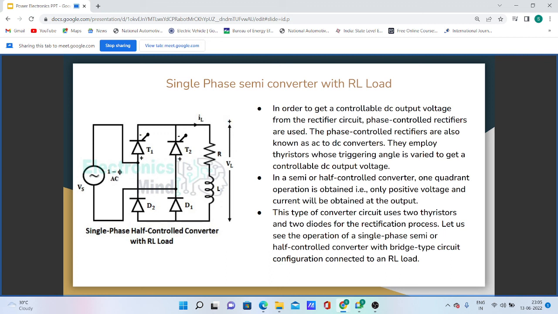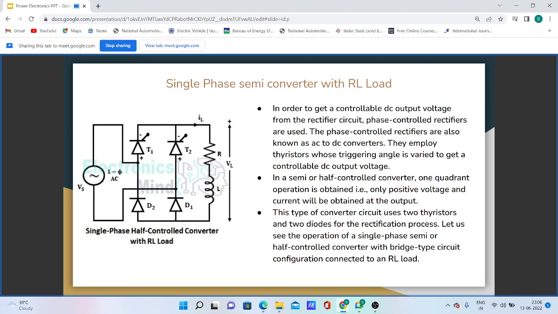So the next topic is single phase semi converter with RL load. The following figure shows the circuit diagram of single phase semi converter with RL load. In order to get controllable DC output voltage from the rectifier circuit, phase control rectifiers are used. The control rectifiers are also known as AC to DC converters. They employ thyristors whose triggering angle is varied to get a controlled DC output voltage.